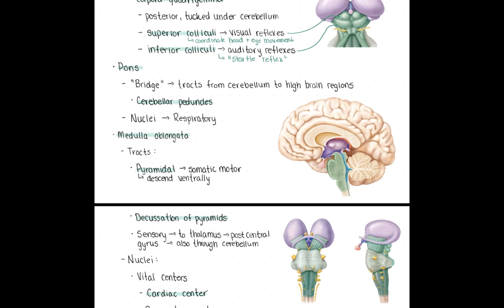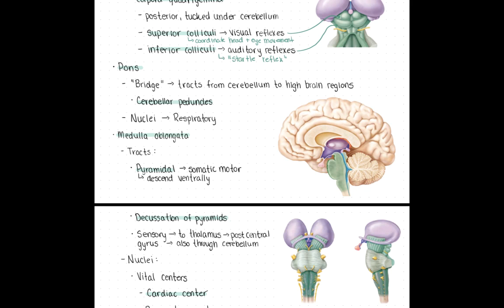With the pons, its tracts have both sensory and motor. Its job is to connect the cortex and some upper brain regions to the cerebellum. So it's a bridge that connects tracts from the higher brain regions to the cerebellum. And it does that through, and we're going to look at this when we look at our cerebellum, structures called the cerebellar peduncles. Peduncles are just referring to thick collections of tracts.